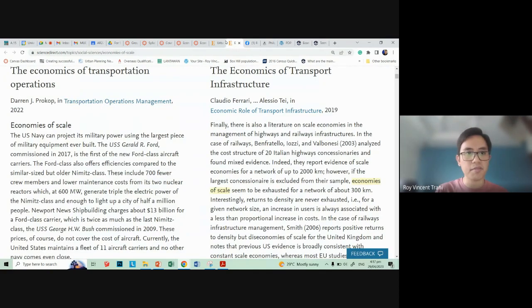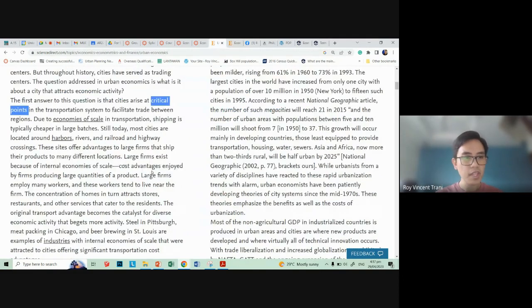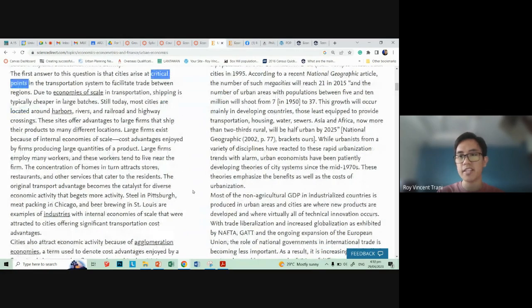Okay, next, going on further. Large firms employ many workers, and these workers tend to live near their firms. So that's why businesses tend to locate in cities. The concentration of homes in turn attracts stores. If you have people living in the city, working in the city, you would create an attraction for businesses, restaurants, and other services that cater to the residents.